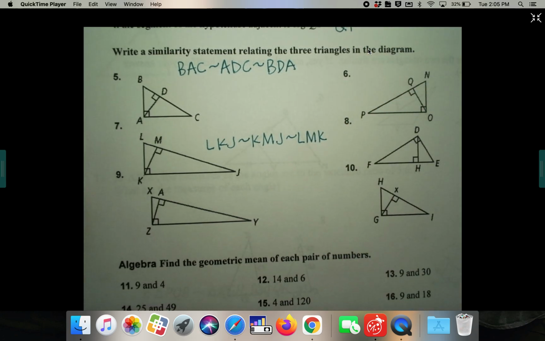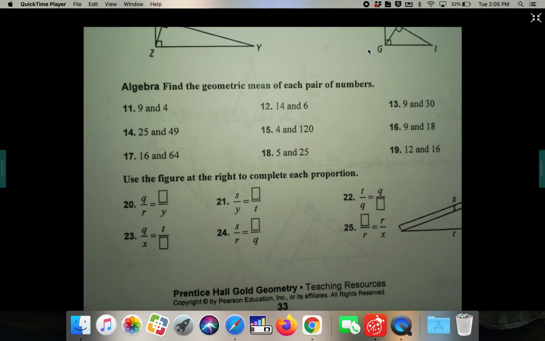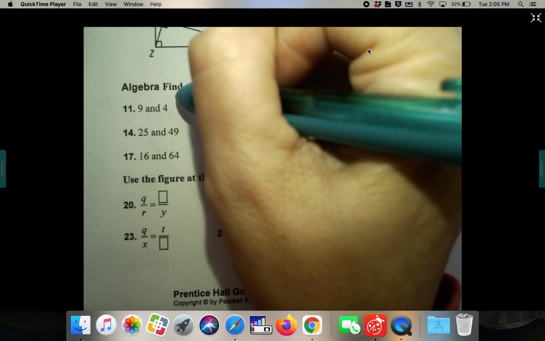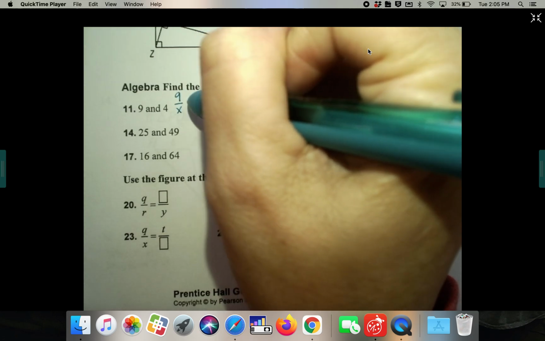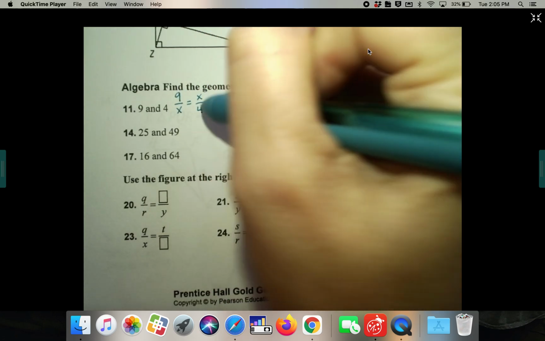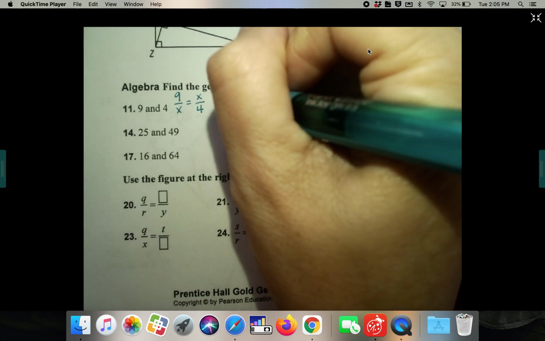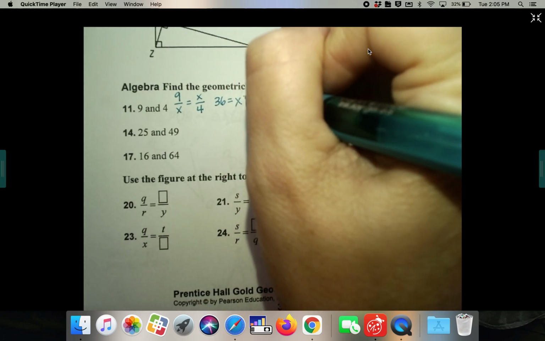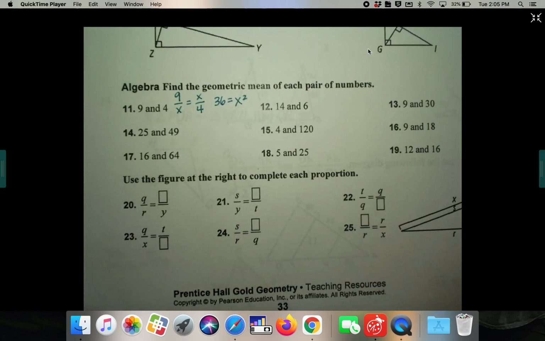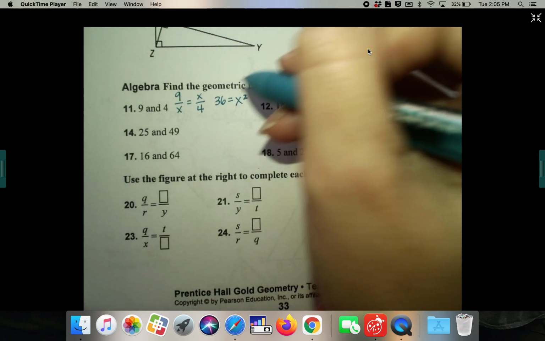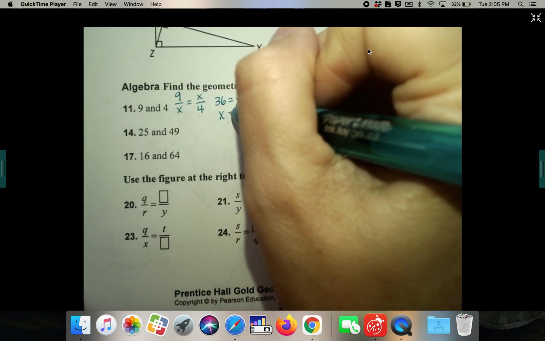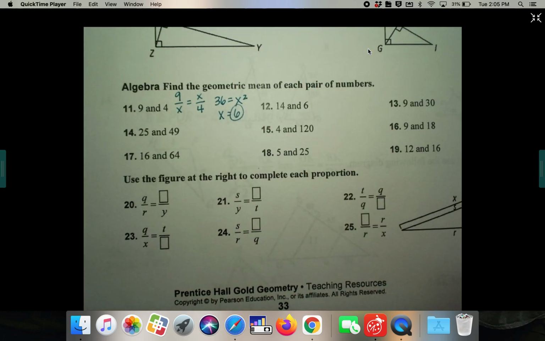All right, let's skip down to 11 and practice finding the geometric mean of a couple of these. So 9 and 4, that would be 9 over x equals x over 4. When you cross multiply, that is 36, which equals x squared. Oh my goodness, thankfully, that comes out exact. X squared is 36 means that x is just 6. The geometric mean would be 6.